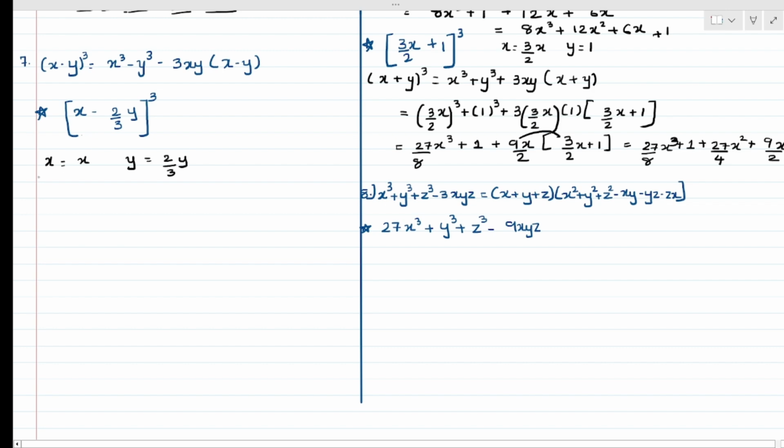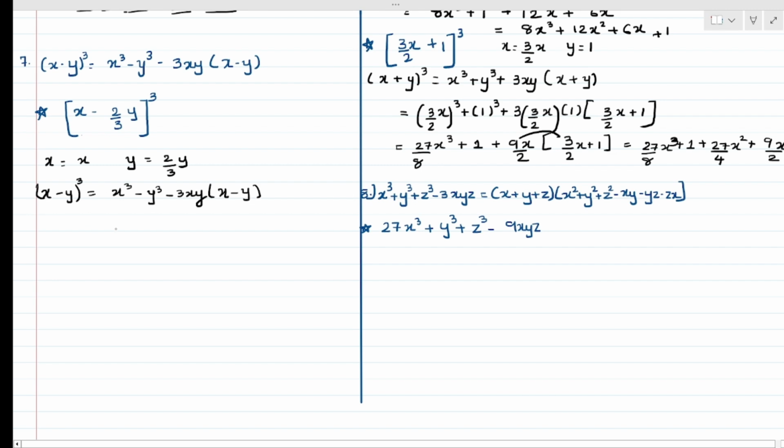Okay, so wherever I see x, I will substitute x. And wherever I see y, I will substitute 2 by 3y. Let's solve this with the help of an identity. What is my identity? My identity is (x minus y) the whole cube equals x cube minus y cube minus 3xy times (x minus y).